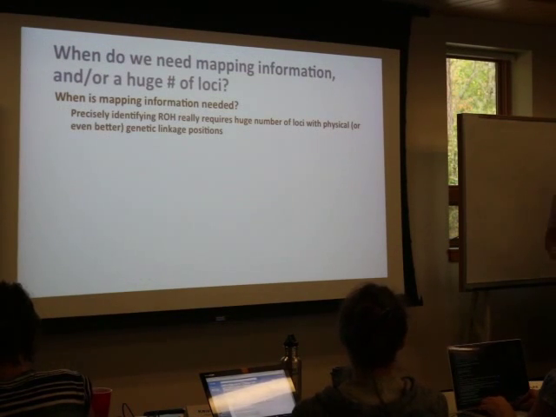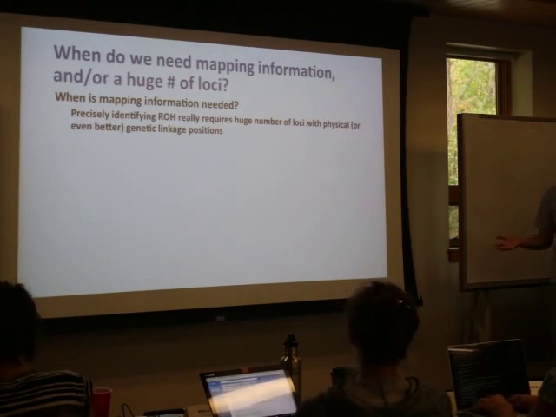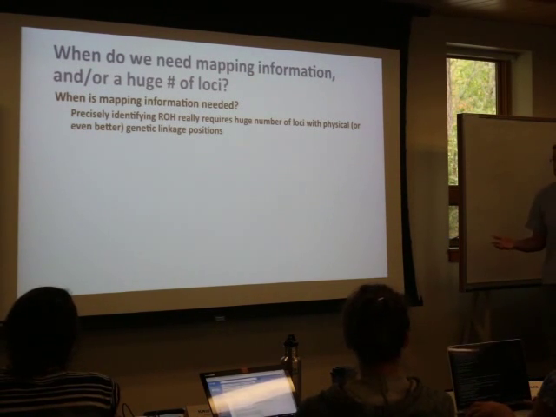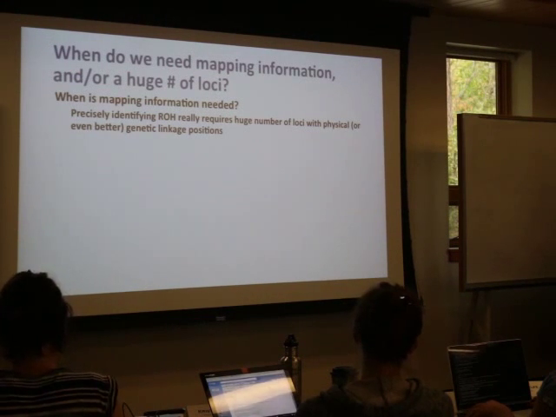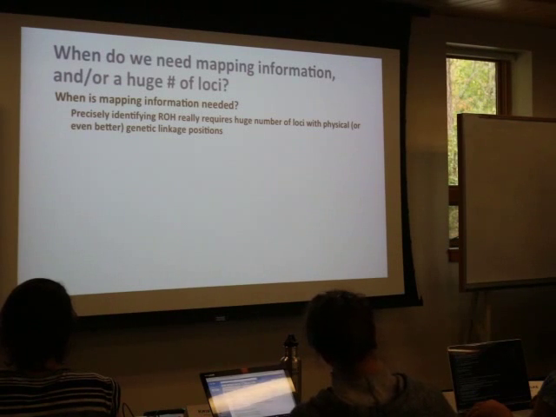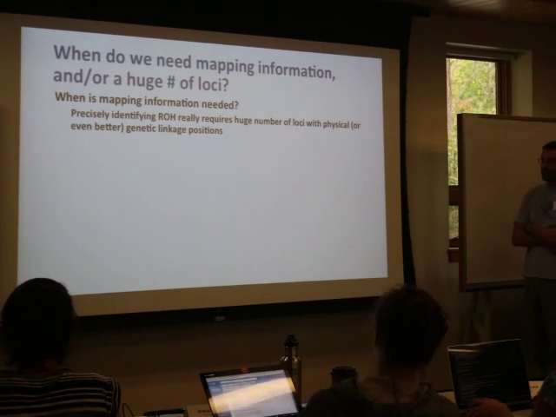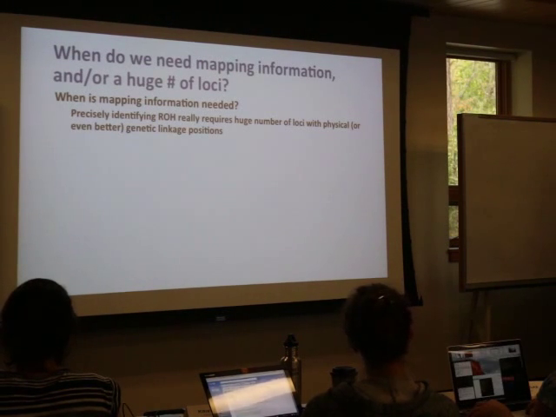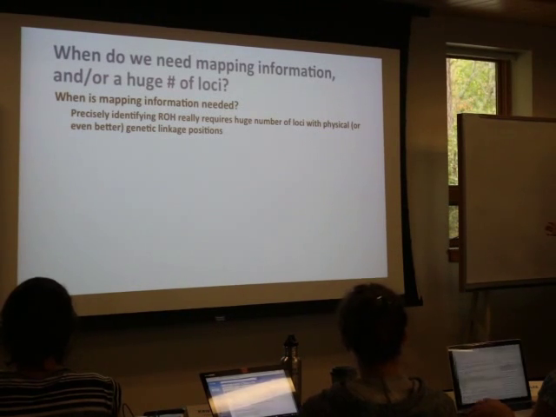So when we have genomic data, if we're interested in studying inbreeding depression, when do we need mapping information or a really large number of loci? I think that's an important question for you guys to think about if you're interested in inbreeding depression. Precisely identifying runs of homozygosity requires a really large number of loci, hundreds of thousands preferably, and mapping information. You need to know where loci are in the genome, and you need a lot of them to identify identical by descent chromosome segments explicitly.